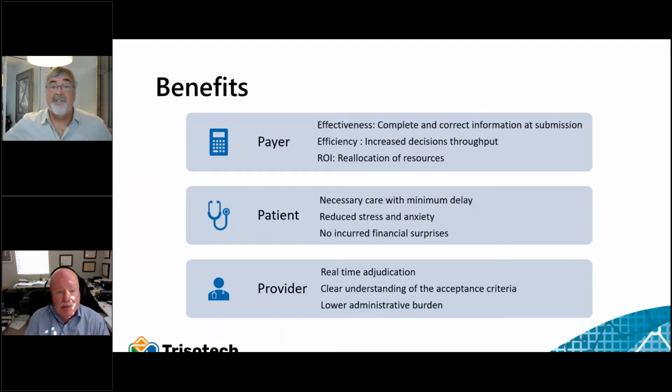So these pre-authorization guidelines have many benefits for the various stakeholders that are involved. In particular, for the payers, it allows for complete and correct information at submission. It allows to increase the decision throughput and provides a lot of savings in time and money, plus the ability to do a reallocation of the resources. So many different benefits to the different stakeholders can be obtained.